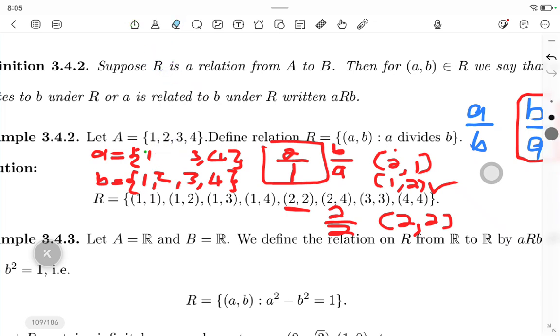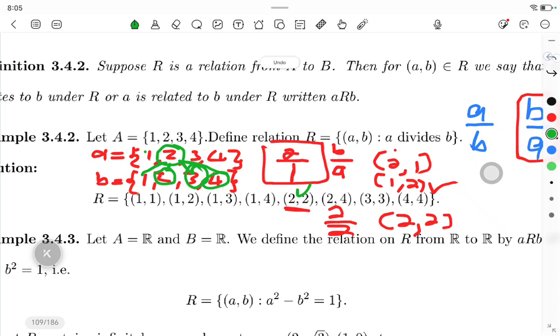2 cannot divide 1. But 2 can divide 2. That's how we took this. Again, 2 cannot divide 3. But 2 can divide 4. That's how we have 2, 4. You see that? Now we come to 3.